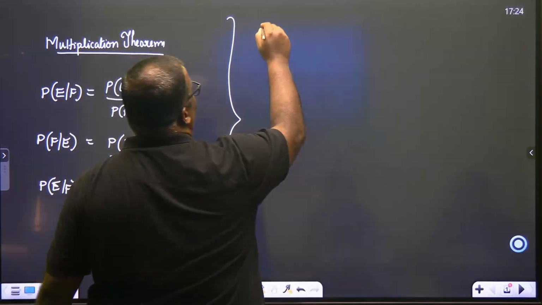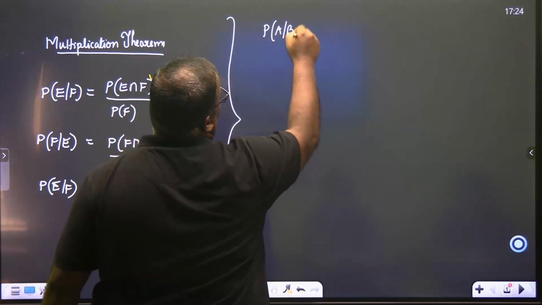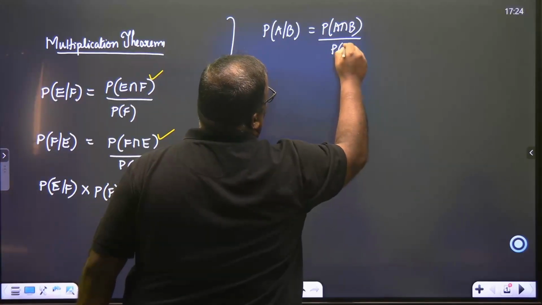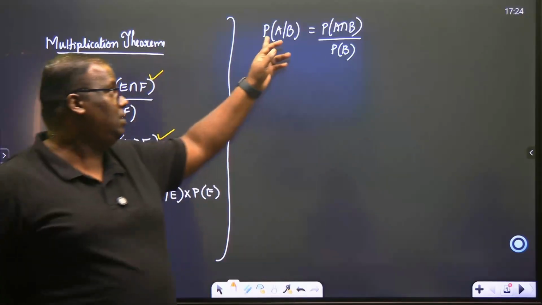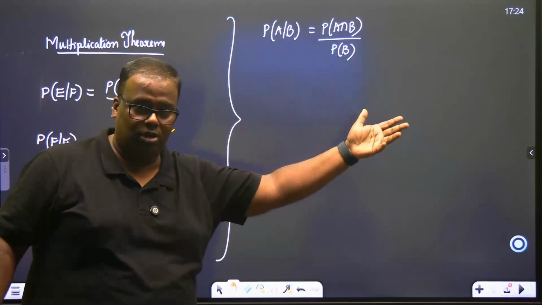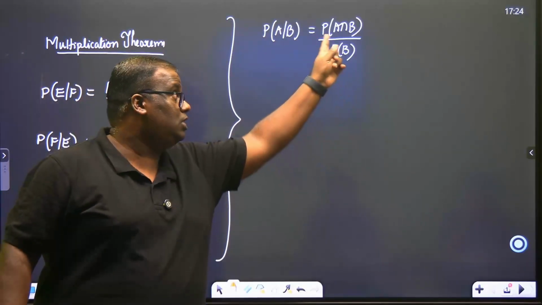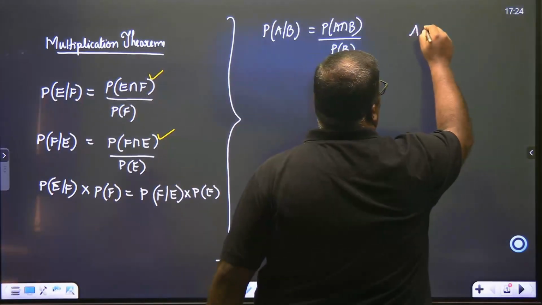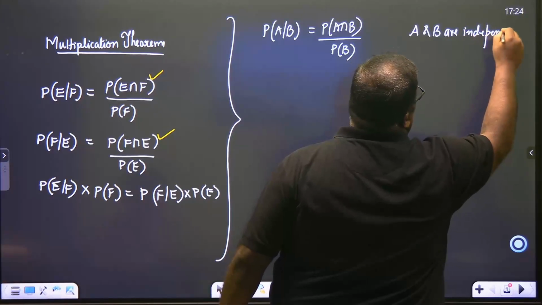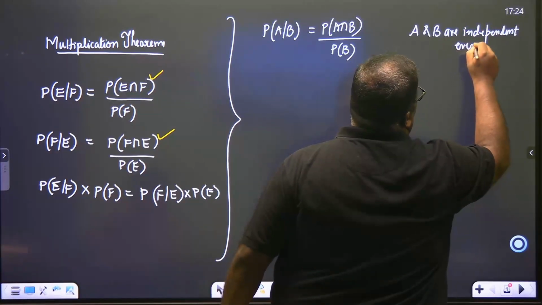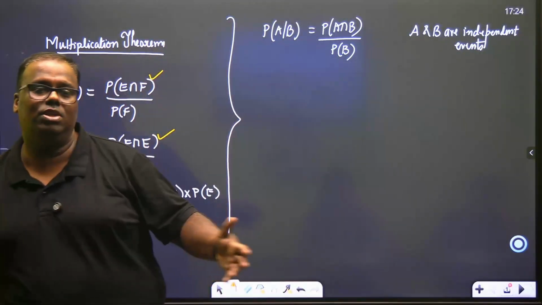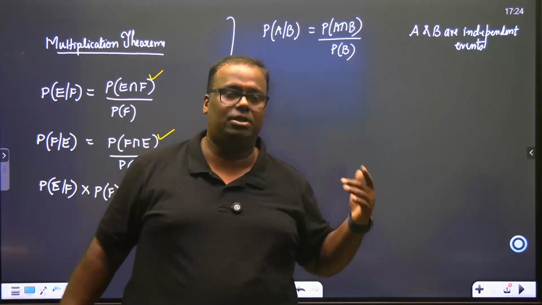So let's again see. P of A given B, how do you write it? P of A intersection B divided by P of B. Now here you need to apply your logic. Probability of occurrence of A subject to the condition that B has already occurred. This is how we read it. Now here we say that A and B are independent events. If A and B are independent events, the happening of A has no relation to the happening of B. Neither the happening of B has any impact on the happening of A.